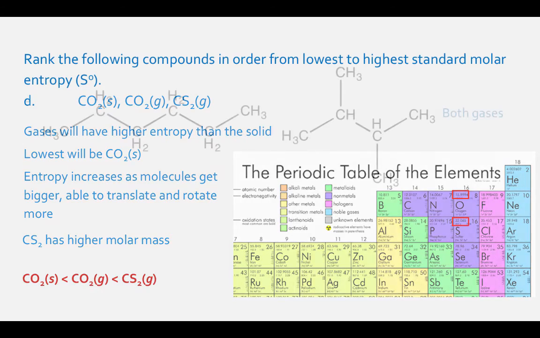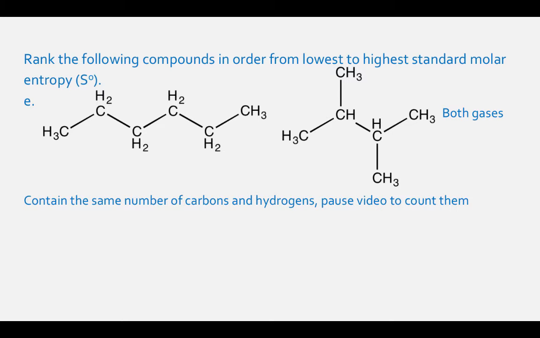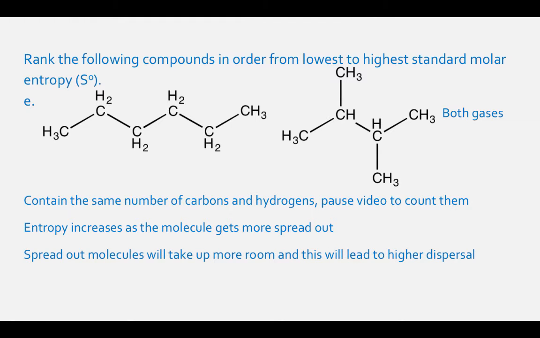For letter E, we have 2 different structures of molecules, although they do contain the same number of carbons and hydrogens. Pause the video now to count the number of carbons and hydrogens in both of these molecules. Entropy increases as molecules get more spread out, rather than more compact. This is because spread out molecules will take up more room, and this will lead to higher dispersal as well. So the hexane molecule will have the higher entropy, and it will be higher than the 2,3-dimethylbutane.